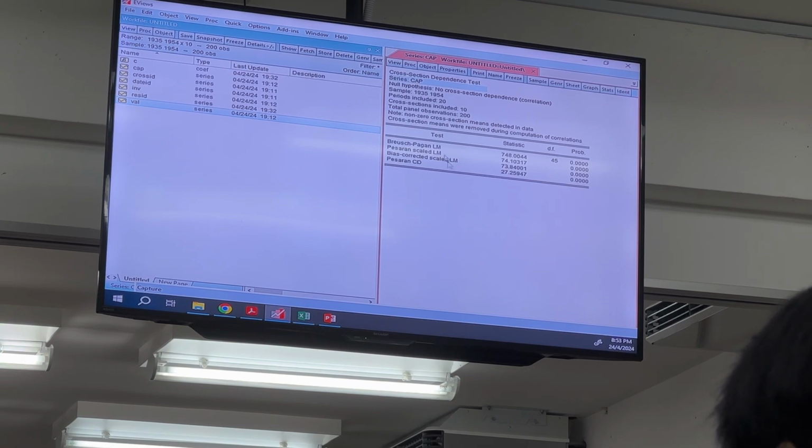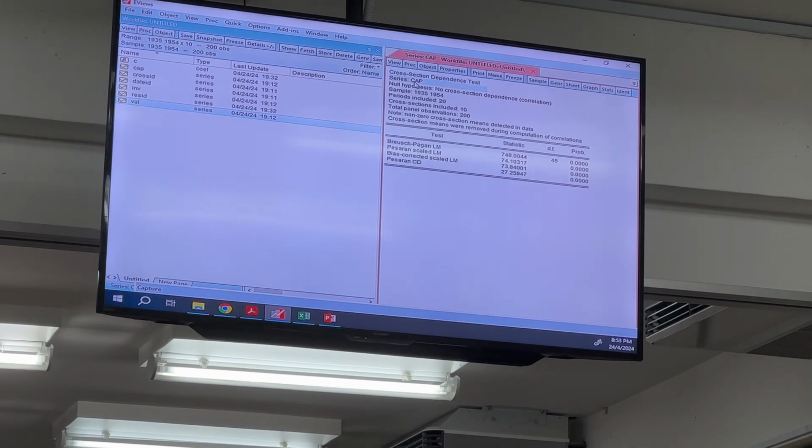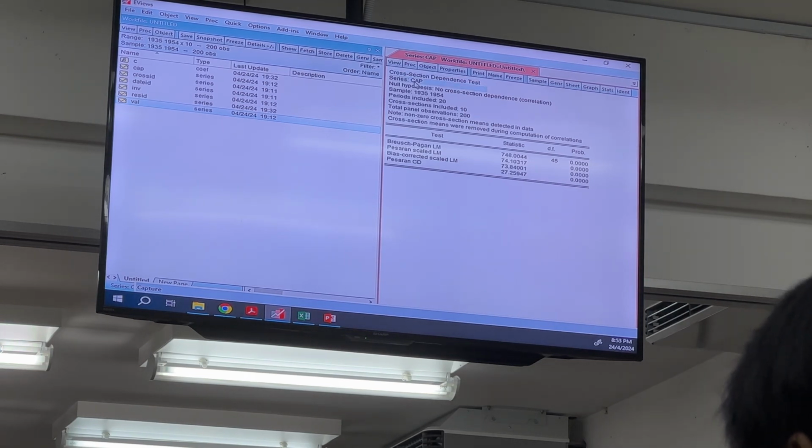Based on this CD test, you find that all the tests show, for example, that CAP is actually suffering from cross-sectional dependence. The series here shows that there is a cross-sectional dependence. So can we still rely on the first generation panel unit root tests to say that all my three series are I1? This is the question for you to proceed to the next lecture.